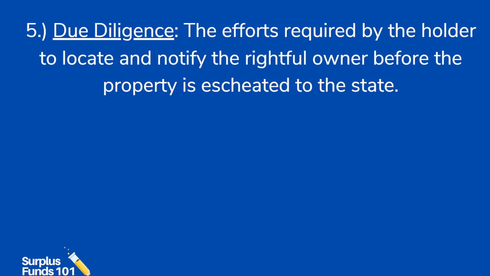Number five, due diligence. The effort required by the holder to locate and notify the rightful owners before the property is escheated to the state. Most state unclaimed funds departments require that all the holders have a certain protocol or time frame in place before they can escheat the property to the state department, where it can be claimed by the claimant. Depending on the state you're in, it could be 6 months to 24 months, but that's kind of what you're looking at as far as the overall process goes.